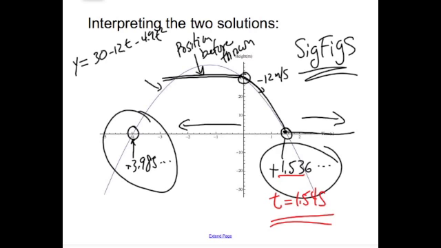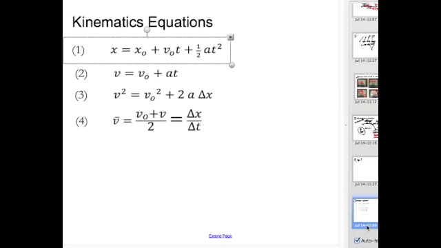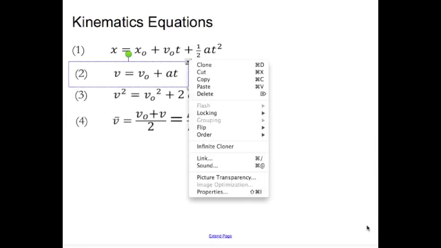Now we want to do part B. Part B, we're asked to find the velocity when it hits the ground. Now again we need to go look at our kinematic equations down here. We want to find a velocity and therefore we need to use equations 2, 3, or 4 because they're the only ones that have the final velocity. Equation 2 is the simplest, so that's therefore the one we probably want to use.